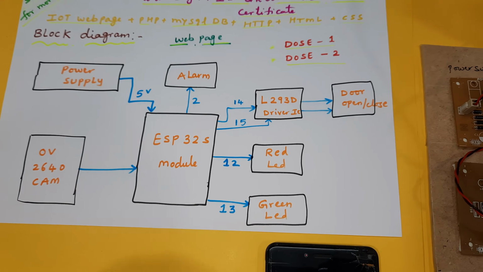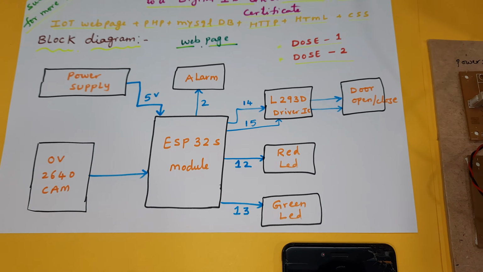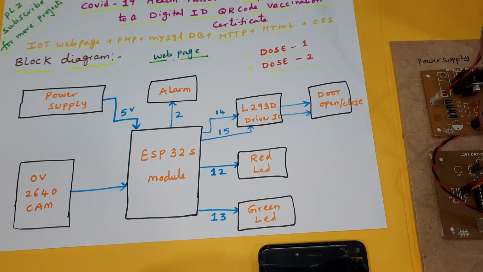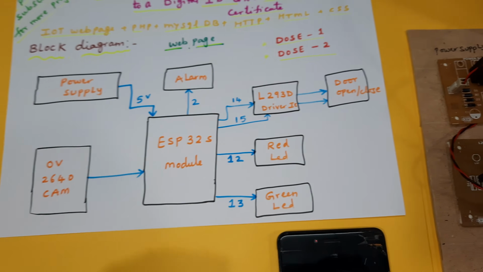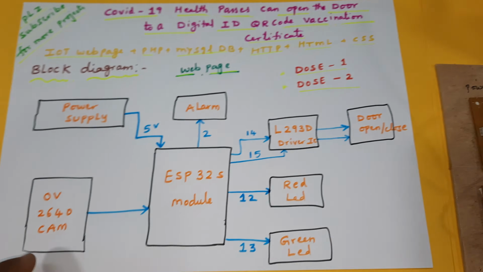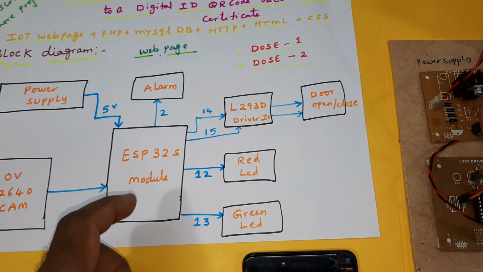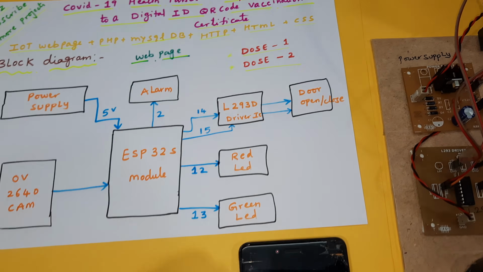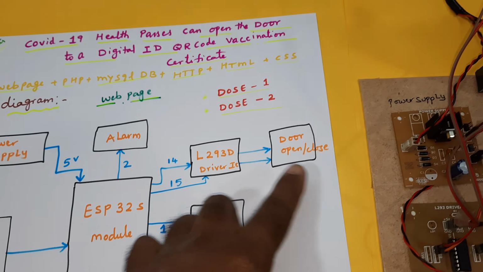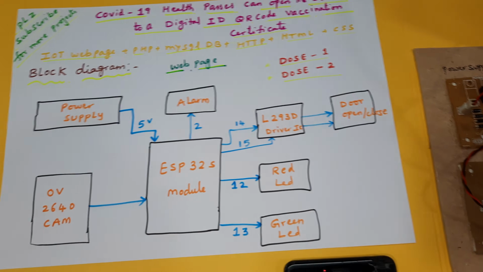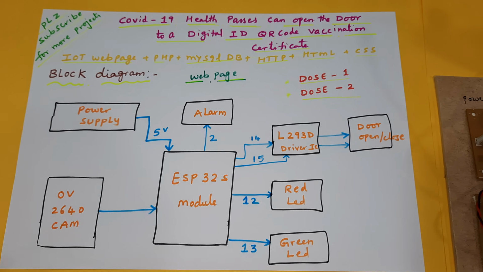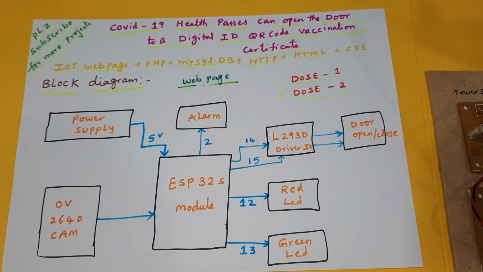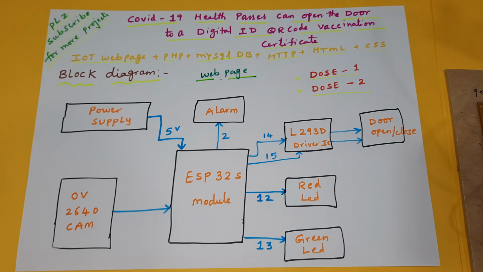If a person is coming to a shopping mall, schools or any area, they want to show the vaccination certificate. If they have taken dose 1, we need to show the QR code to the camera, which will read that data and analyze dose 1 or dose 2. If dose 1, red LED on, alarm on. If dose 2, green LED on, door open, you can enter into the shopping mall. So this is for the shopping mall or schools or any other area like airports. A vaccination certificate is necessary to enter the particular location.